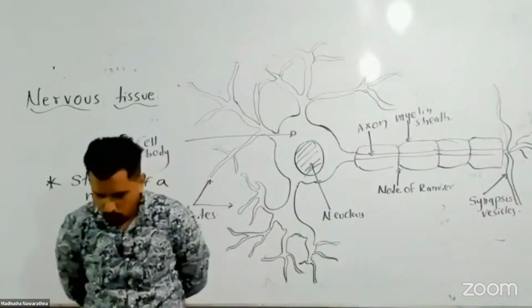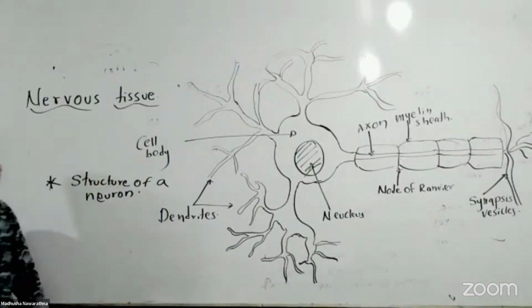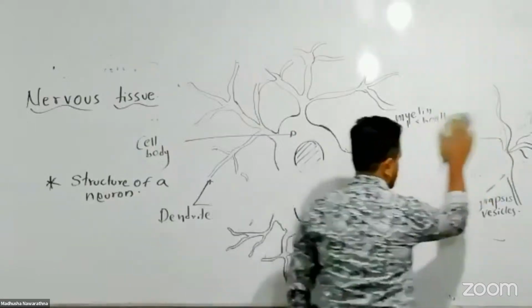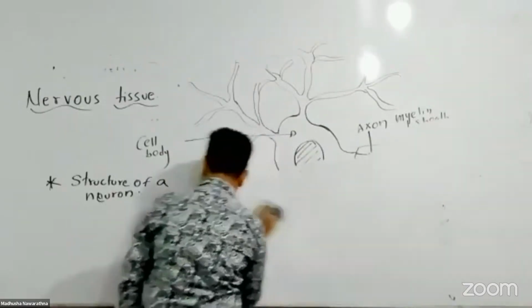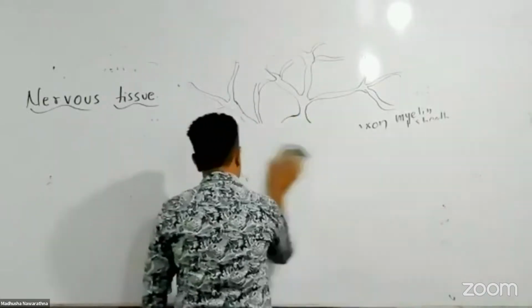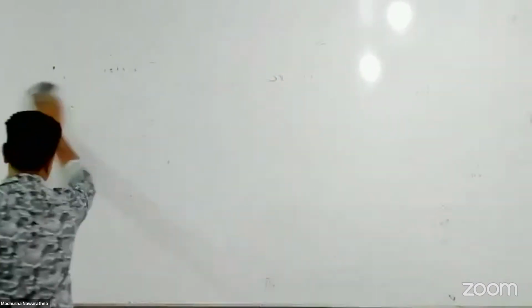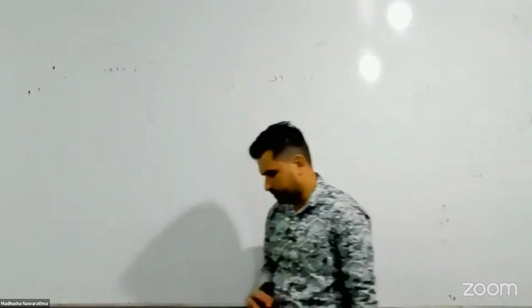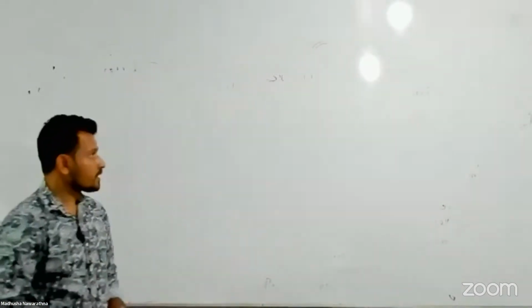Neurons are specialized in transmitting impulses. Okay, right.